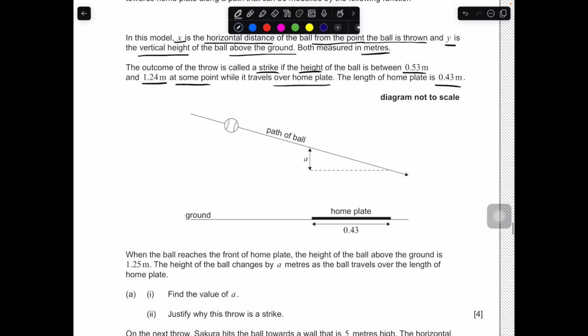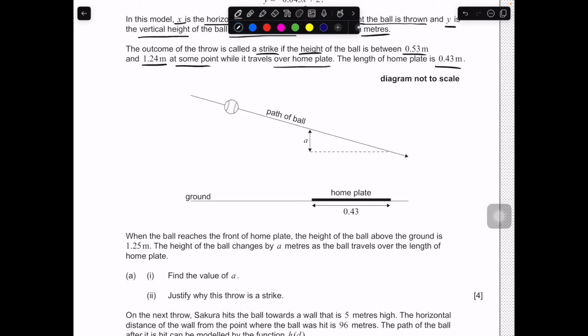Okay, when the ball reaches the front of home plate, the height of the ball above the ground is 1.25 meters. So the ball reaches the front of home plate. This is the front of home plate. And at this point, the height is equal to 1.25. So this is a geometry question. I always recommend sketching these things up if you're dealing with them. It just helps, I think, gain an understanding, some kind of intuition. The height of the ball changes by a meters as the ball travels over the length of home plate. And here is a meters, this distance right here. Find the value of a.